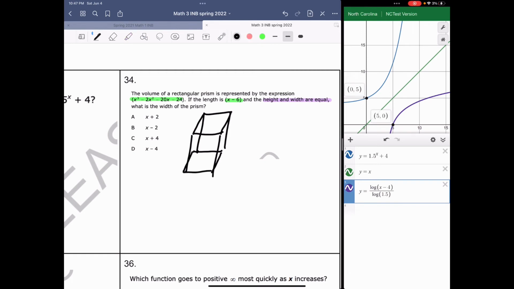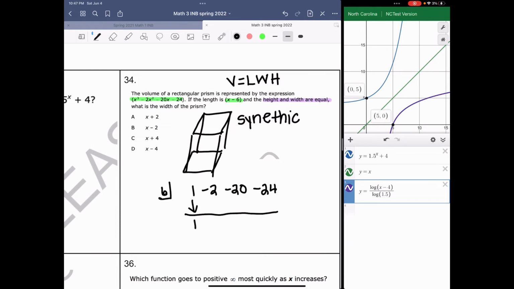Well, what we can do here is we can divide, because if we want to find the width, that means we would have to divide and get rid of the length, and then we're left with the width and the height. Well, because these are polynomials, I can do synthetic division here. If I divide the length, then I'm left with the height and the width. So we do not need any placeholders. I'm going to do synthetic division here. Positive 6. So that's going to be 1. 1 times 6 is 6. Add that, get 4. 6 times 4 is 24. Add that, and get a remainder of 0, which should happen.